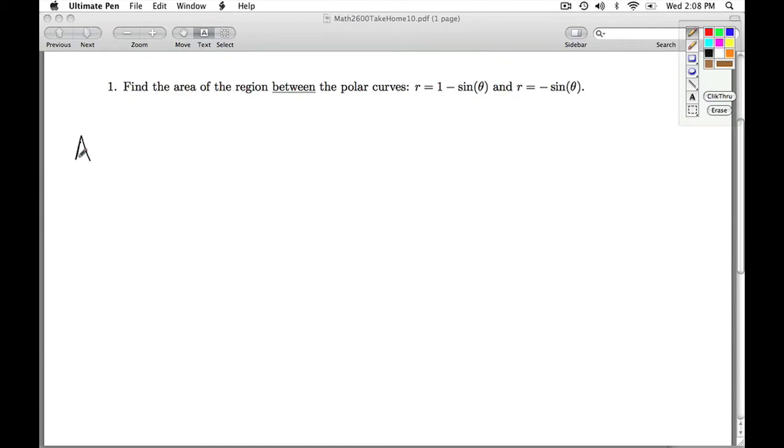So my final answer then is, I have to take the 3 pi over 2, the area inside the cardioid, and subtract off the area inside that circle, pi over 4. So I have to get a common denominator. This would be 6 pi over 4 minus 1 pi over 4. I get 5 pi over 4. And that'll do it then for Take Home 10.